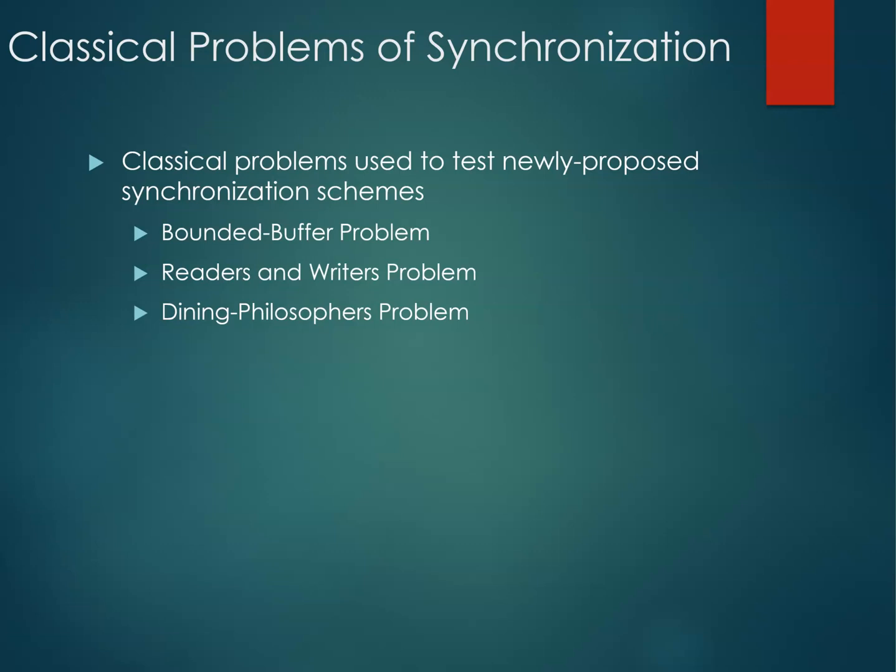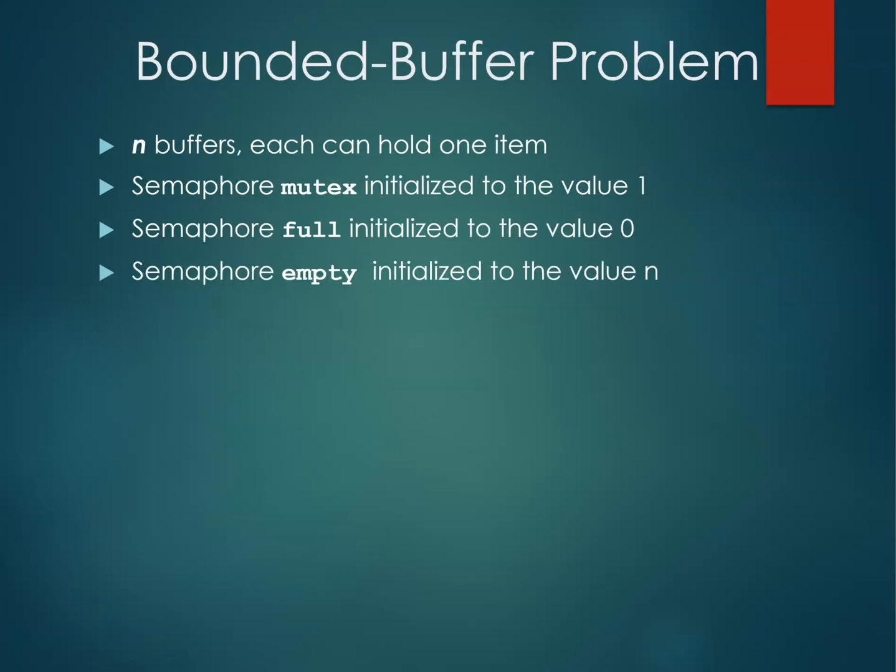Synchronization problems are used to test proposed synchronization schemes. The three big ones are the bounded buffer problem, or producer-consumer, readers and writers problems, and the dining philosophers problem, which is kind of fun. So what is the bounded buffer problem? We've got n buffers, each can hold one item.